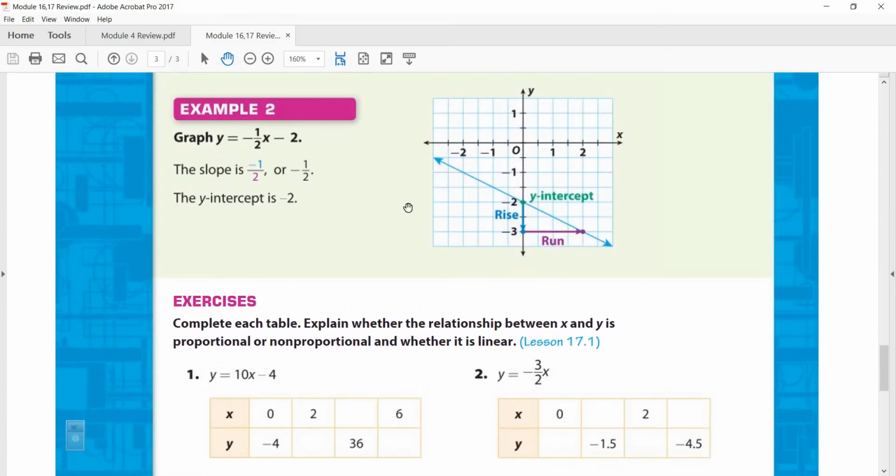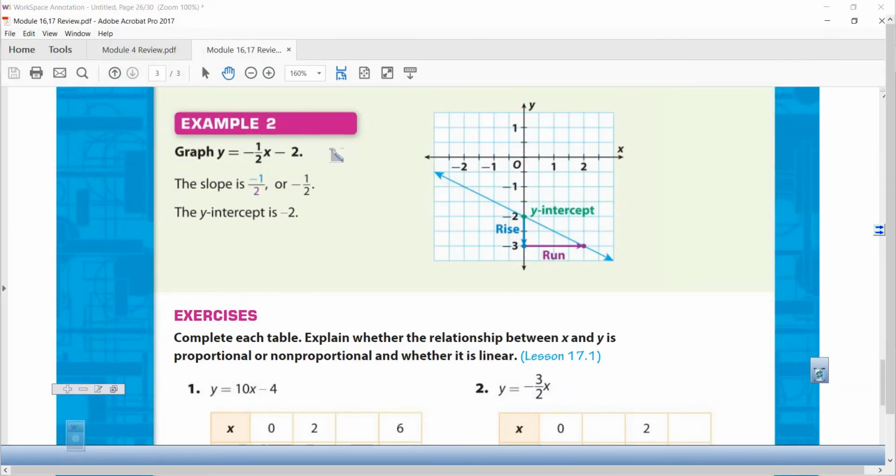Okay, one of the things we had to do was graph. Remember, y equals mx plus b, right? Y equals mx plus b. So in this case, m is negative 1/2 and b is negative 2, right?